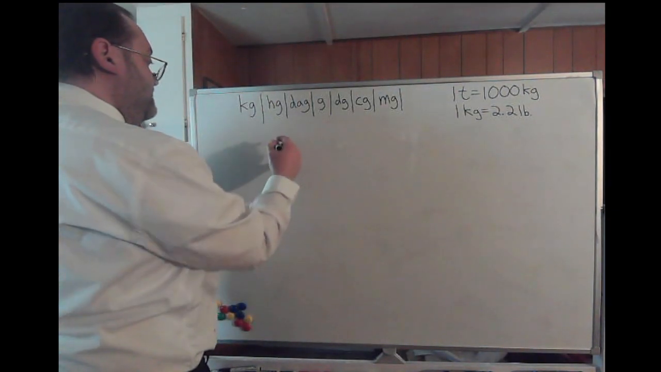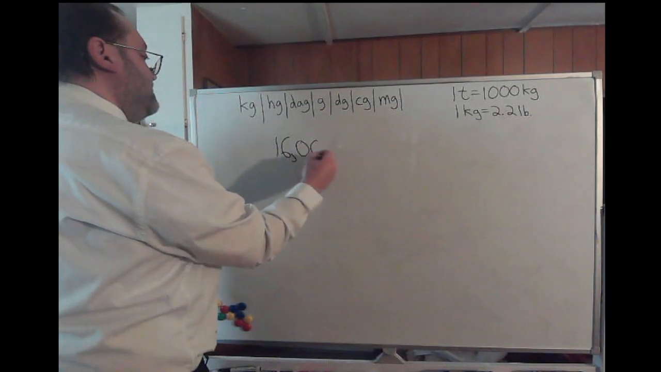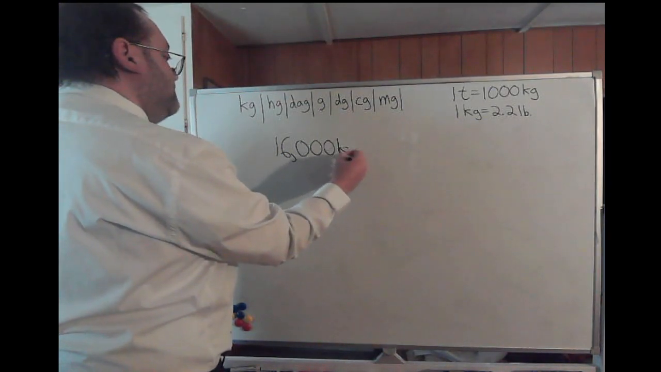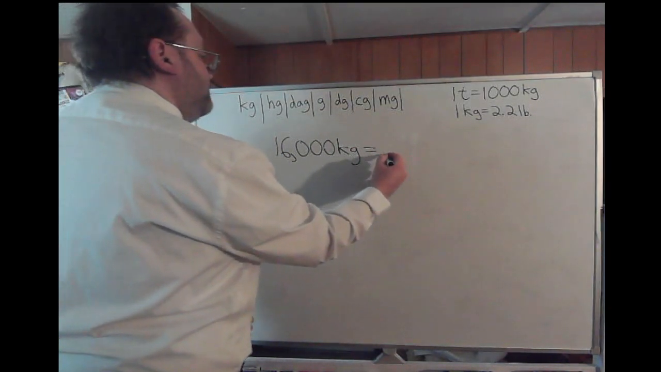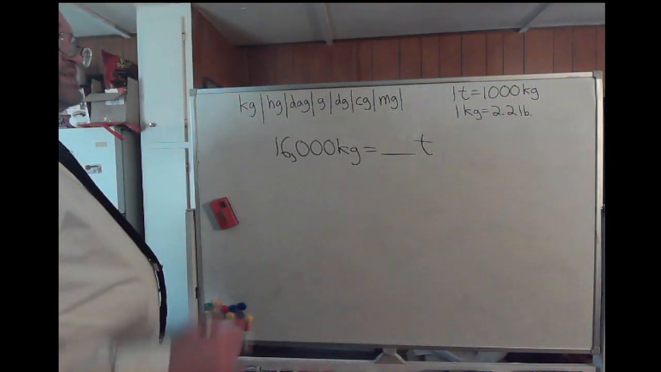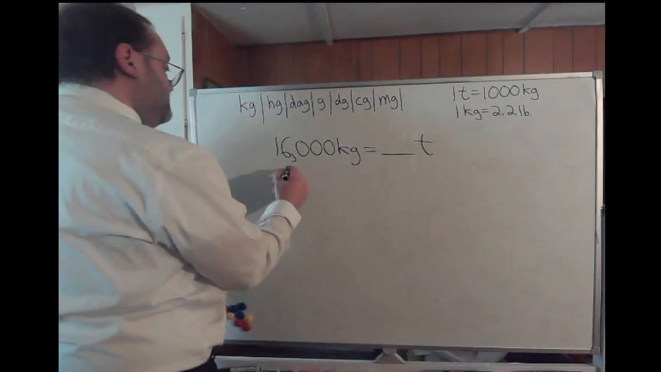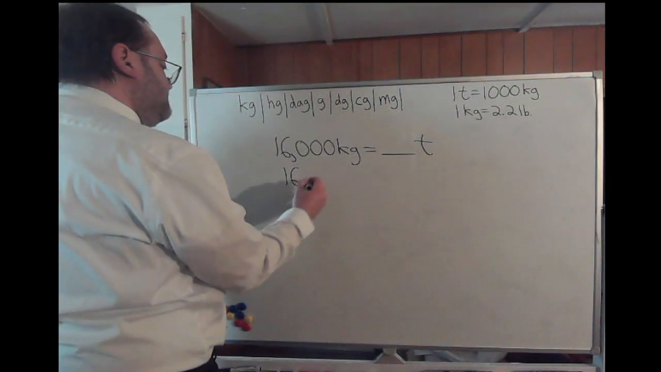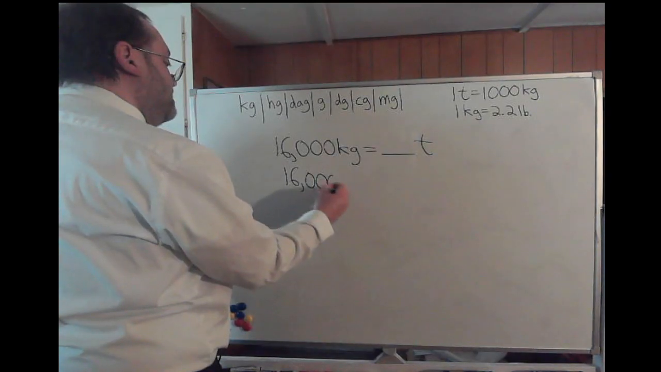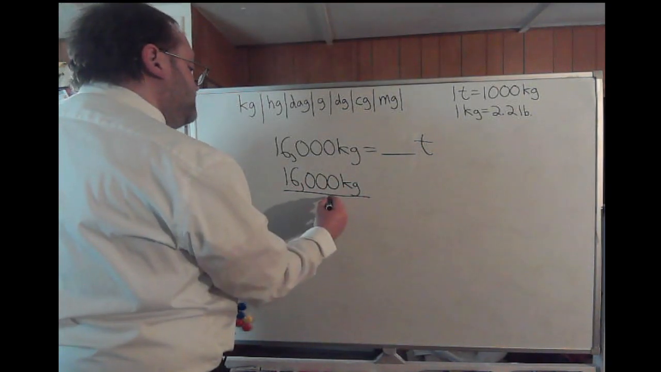Let's say I had 16,000 kilograms. I want to convert that to metric tons, denoted by a small t. So again, start with your kilograms, what you're given: 16,000 kilograms over some guiding 1.